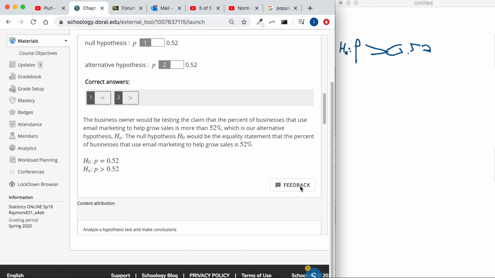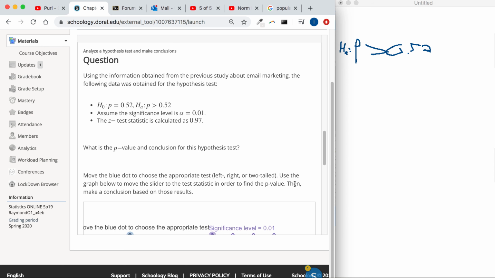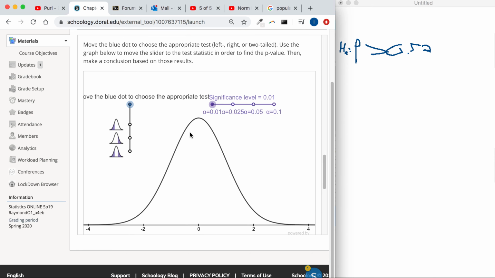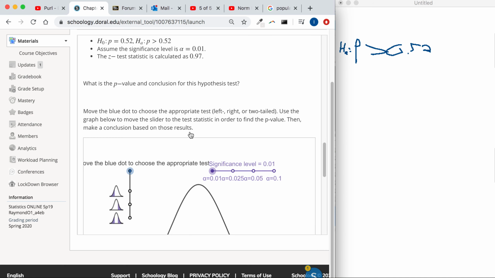Let's see what else we got here. And then use the following information. Use the information obtained for the test statistic. Oh, do we get to have a table here? No, they're going to make it.